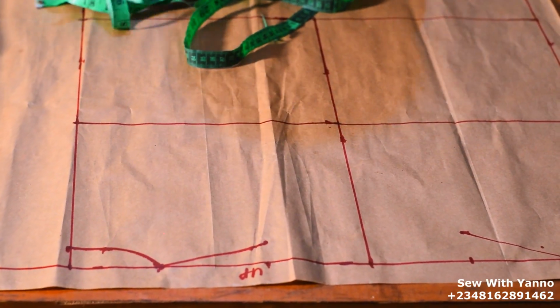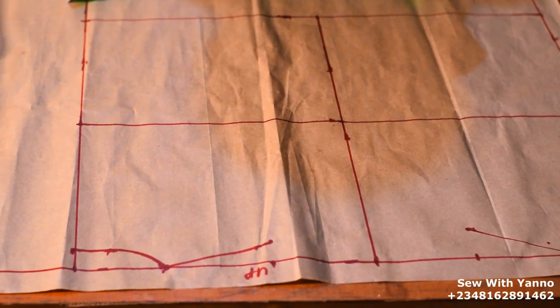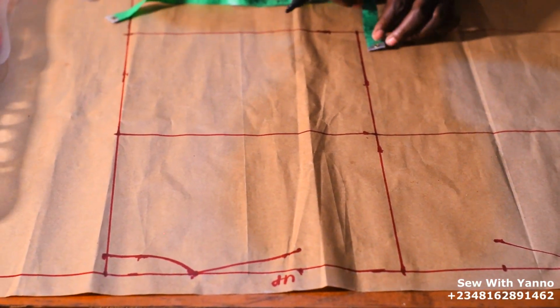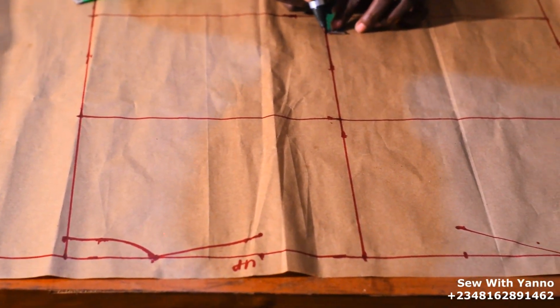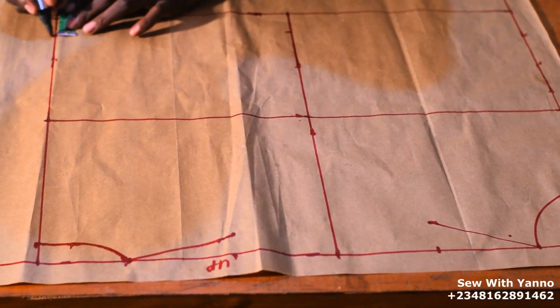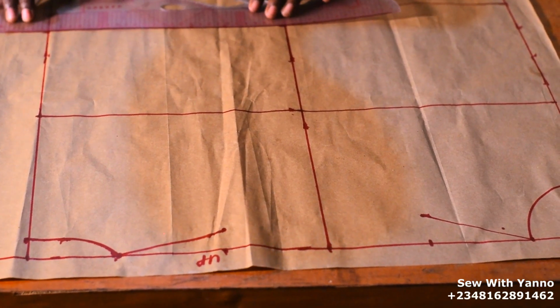So the next thing we'll be doing is taking our back length. Our back length is 14.5, that is a difference of 1.5 inch from our front length. So from here, I'll be removing 1.5 inch from our back length measurement, and then I will draw out a straight line.